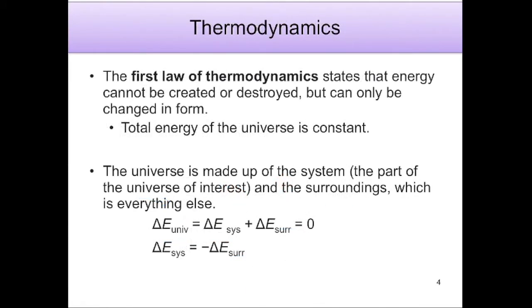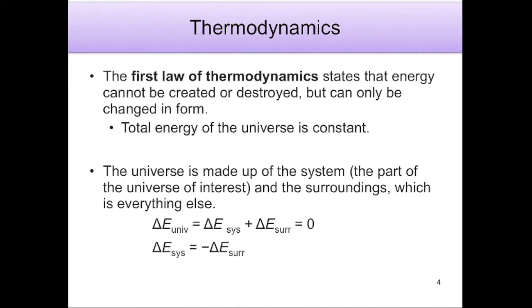So remember that thermodynamics is the study of energy and its transformations. So there are three laws of thermodynamics. Well, there are actually four because there is a zeroth law. But we're going to start with the first law of thermodynamics, which states that energy cannot be created or destroyed, but can only be changed in form. So for example, chemical energy can be turned into thermal energy, potential energy can be turned into kinetic energy, and so on. And the total energy of the universe is constant, so energy cannot be created or destroyed.